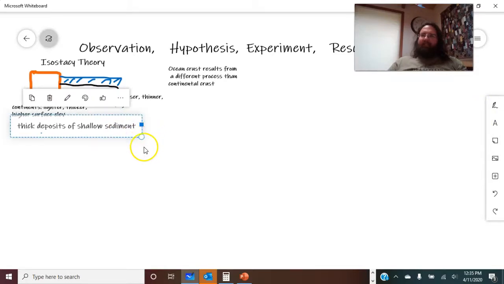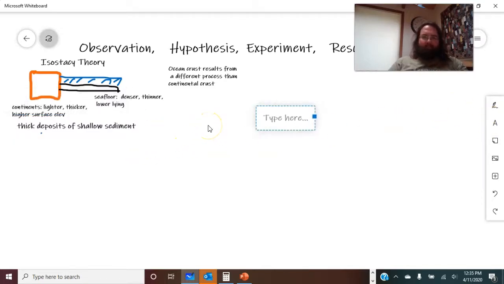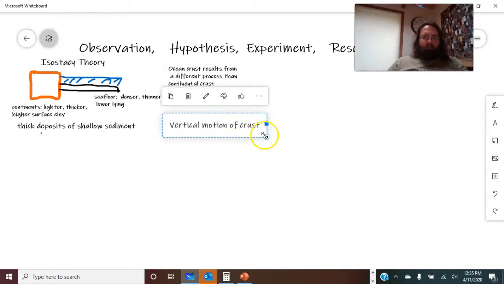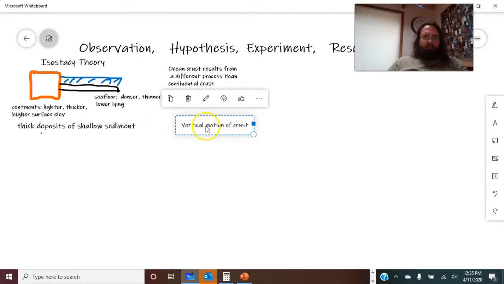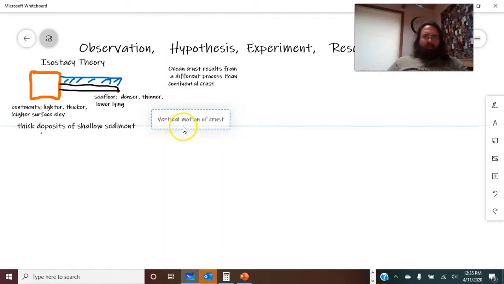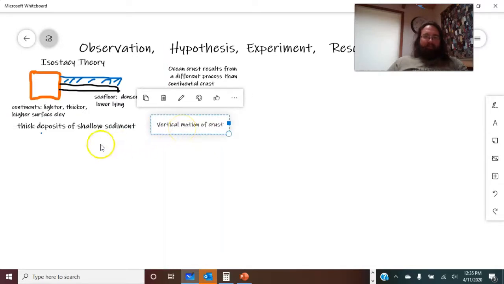So what this tells us is there has to have been vertical motion of the crust. We're just going to put this in here under hypothesis. And this will go into a deeper range of hypotheses.